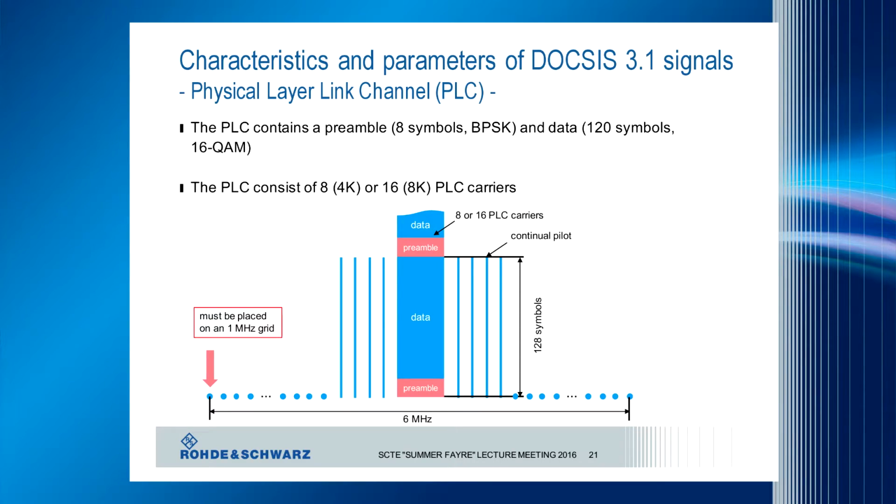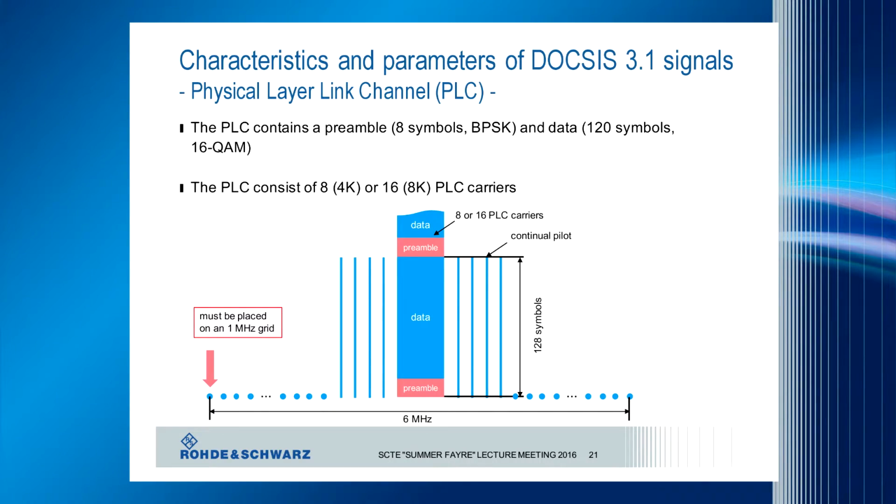So, the PLC in a little more detail. The PLC carriers can be modulated in different modulation schemes. The most robust one is BPSK, and it can be modulated up to 16 QAM. In detail, you can see the carriers here now. They have a kind of preamble to make synchronization easier for the modem, followed by up to 120 symbols, which carry the data about the profiles, modulation schemes, and so on.